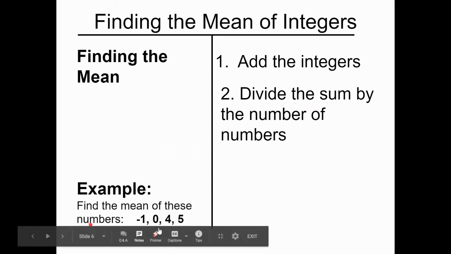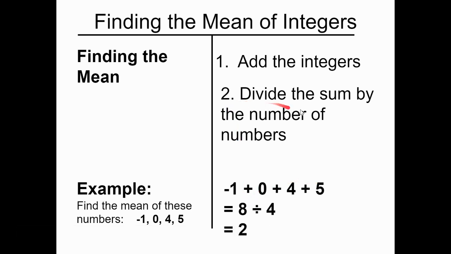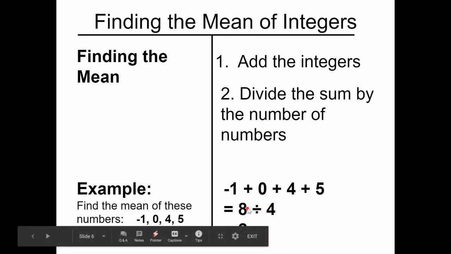So if I find the mean of negative 1, 0, 4, and 5, the first thing I'm going to do is add the integers. And negative 1 plus 0 plus 4 plus 5 would be 8. And the second step says divide the sum by the number of numbers, and there are 1, 2, 3, 4 numbers. So 8 divided by 4 would equal 2.